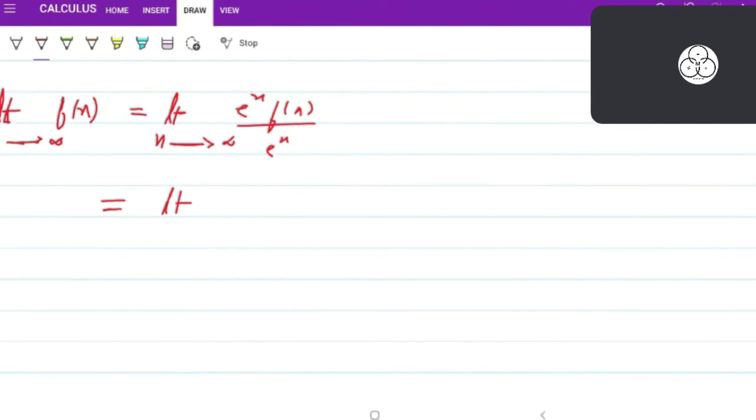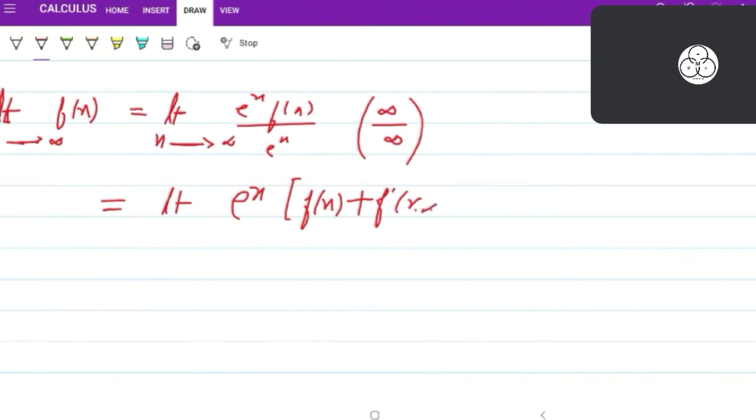So we can see that here e to the power x, as x tends to infinity, is of the infinity by infinity form. So we'll use the L'Hopital rule and differentiate both the numerator and denominator. We'll get e to the power x, f(x) plus f dash x, whole divided by e to the power x.